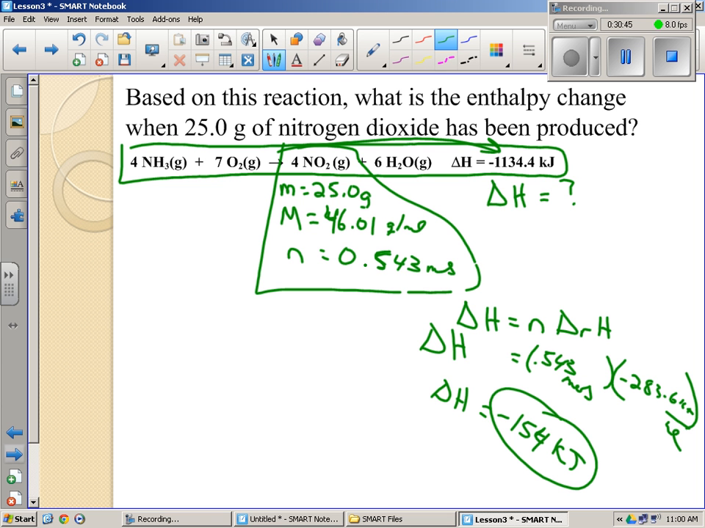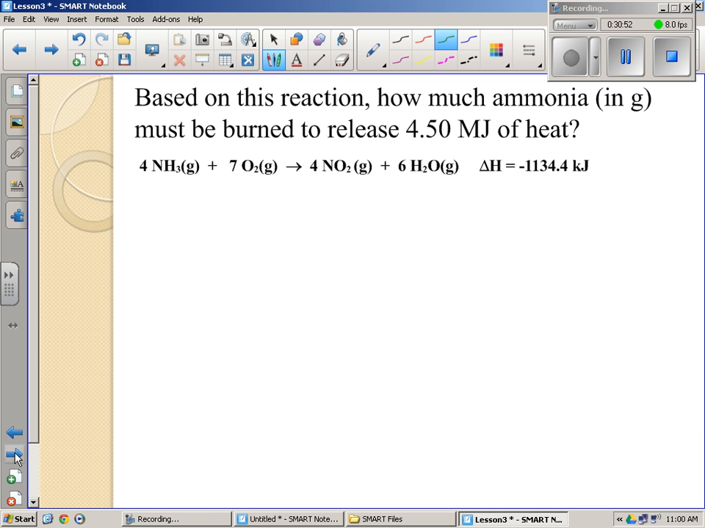You got to remember, when we're talking about molar enthalpy, we're focused on a particular reactant or a particular product, right? So, based on this reaction here, same reaction, of course, in this case we're going to get 4.50 megajoules. What's a megajoule? What is that equivalent to? Yep, 1,000 kilojoules. So we're going to get 4.50 megajoules, or we're going to change that to kilojoules, of heat produced. They want to know how much ammonia in grams.